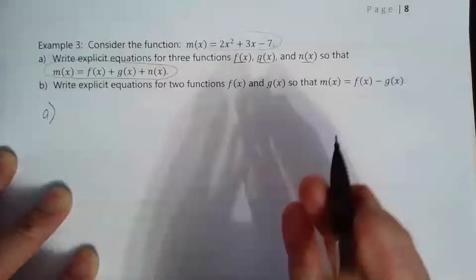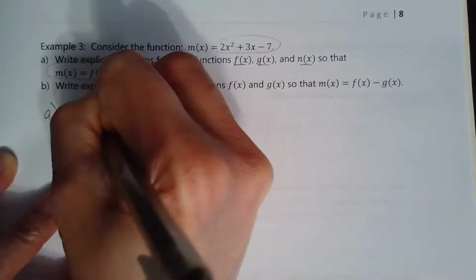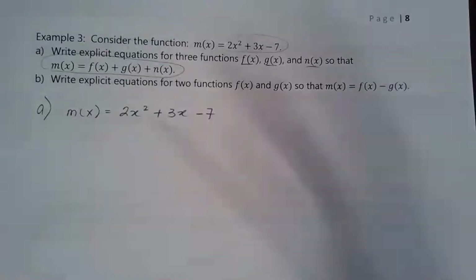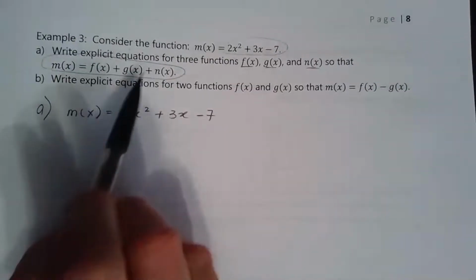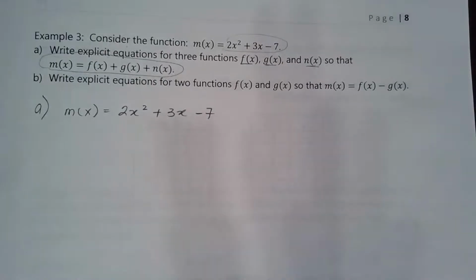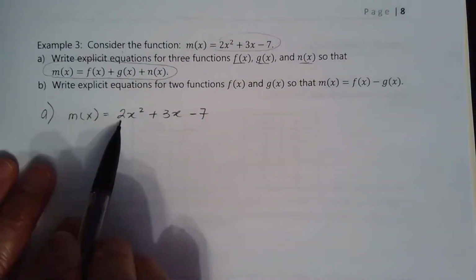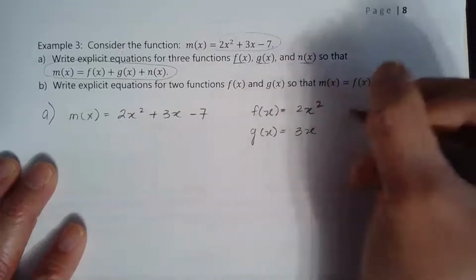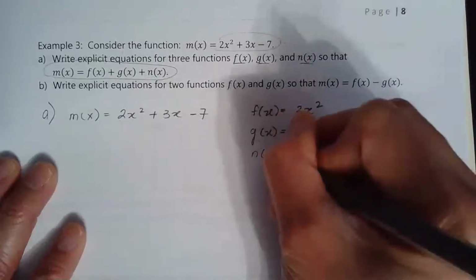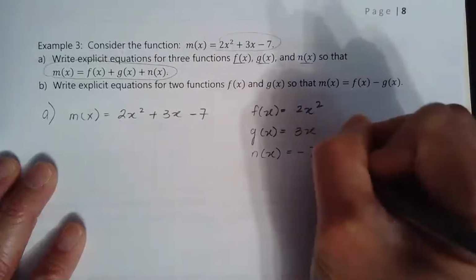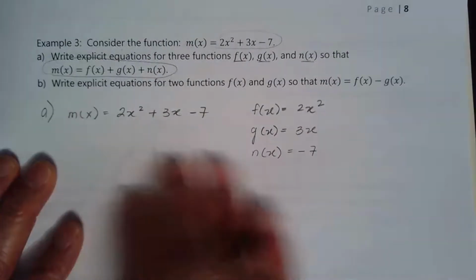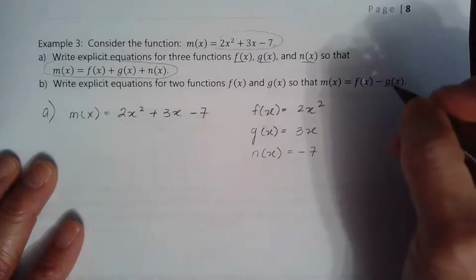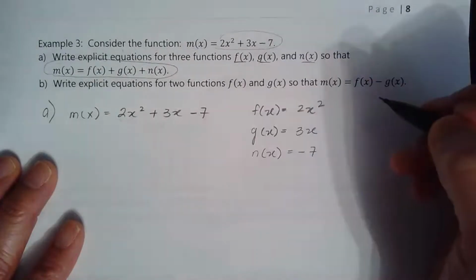It says here, we want m of x to be the sum of f of x plus g of x plus n of x. So can we think of 3 functions that when we add together will get us m of x? F of x equals 2x squared, g of x equals 3x, and n of x equals negative 7. Okay, but this one here, many possible solutions. So this is just one example.